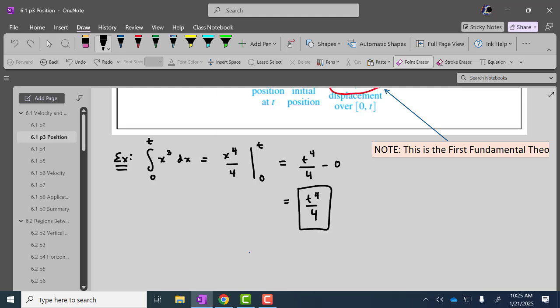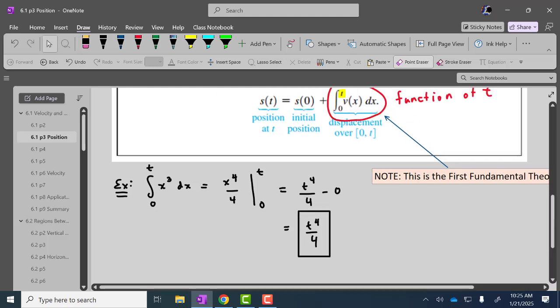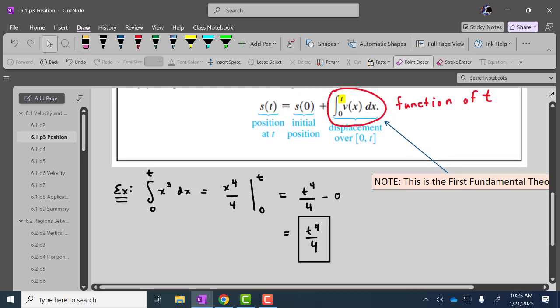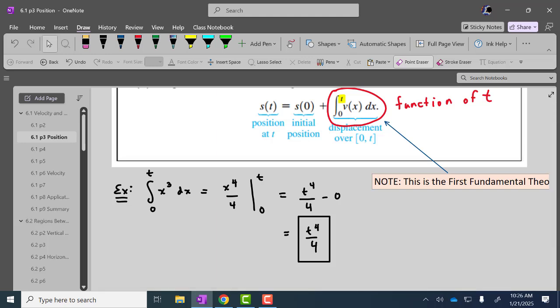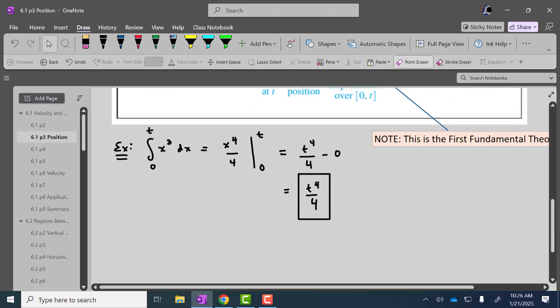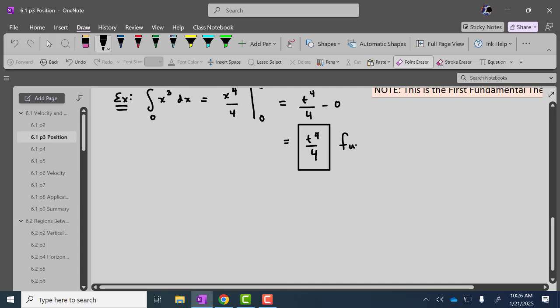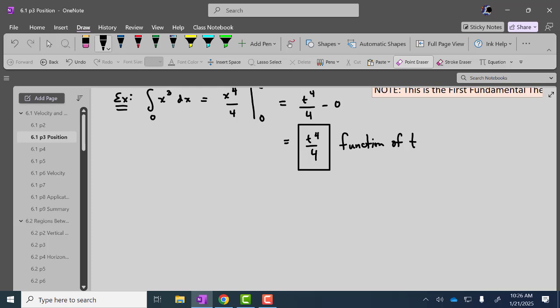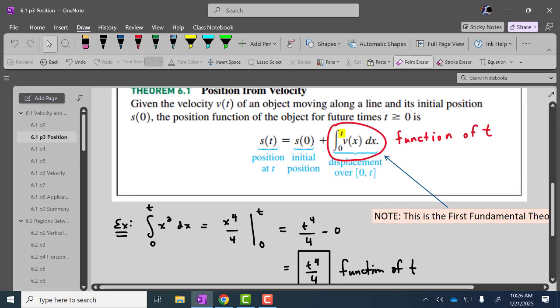That result is a function. Everyone agree? Do we agree that that's a function? All right, so if you have a variable in your limit of integration, this is not a constant. This whole thing is a function of whatever that letter is, function of t in this case. So this is a function of t. So that is the second fundamental theorem of calculus.